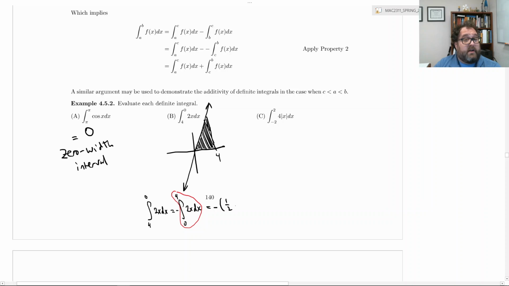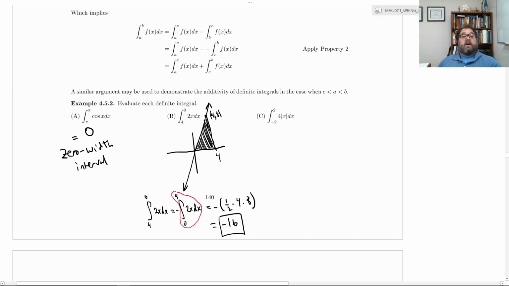1/2 is a triangle, so 1/2 b. What's the base here? Well, from 0 to 4, that's a base of 4. What's the height? 1/2 base times height. Well, we've seen this before. To find the height, you simply find the y value above 4 right there. So you plug a 4 into your function, 2 times 4, and we get that the point right there is 4, 8. So the height is 8. So we get 1/2 times 4 times 8, which is what, 16? Oh, but there's a negative out front, so negative 16.